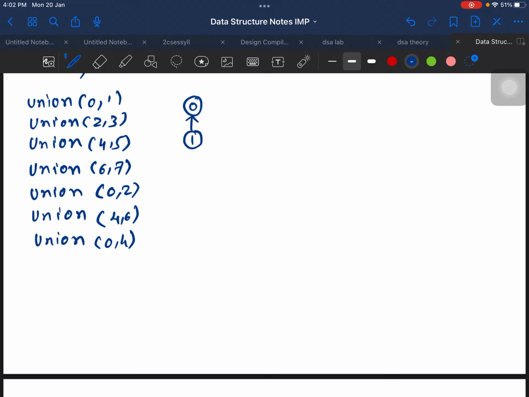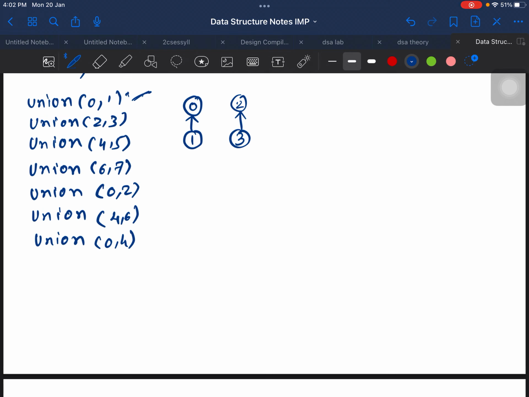So union 0 comma 1. Next is union 2 comma 3. Both 2 and 3 are independent. Earlier we drew the tree for 0 and 1, but now we got 2 and 3, so we have to draw a different tree. So 2, 3.